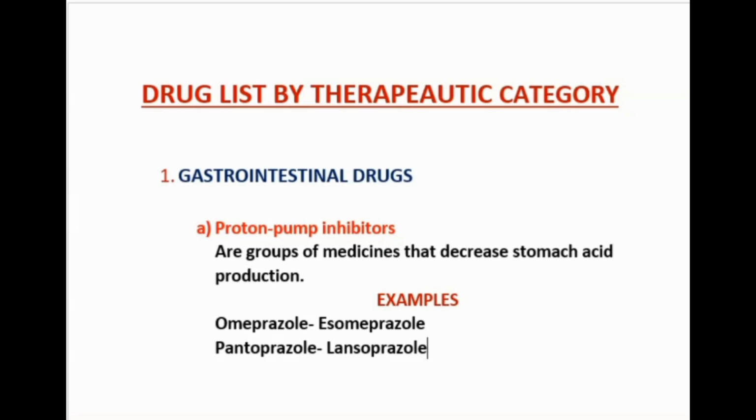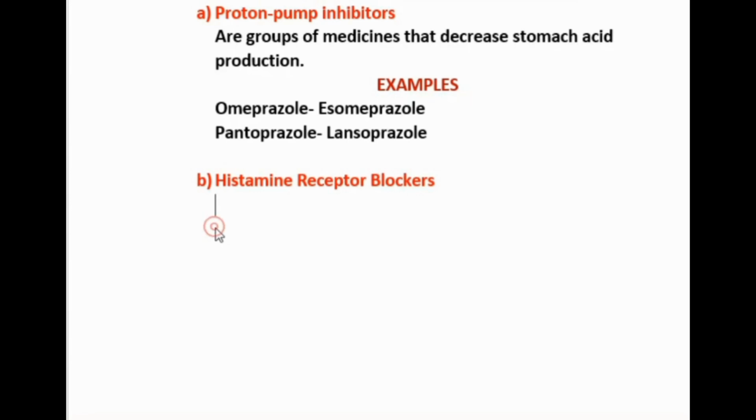They are used to treat gastritis, inflammation in the intestine. So proton pump inhibitors are a group of drugs that block or reduce the production of gastric acid in the stomach. These include omeprazole, esomeprazole, pantoprazole, lansoprazole. Okay, let us see the second one, histamine receptor blockers.